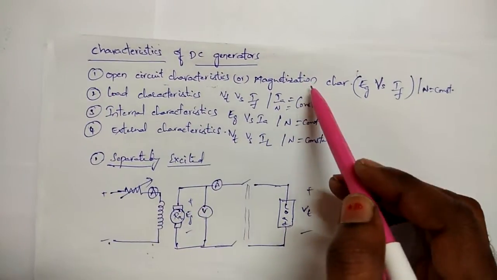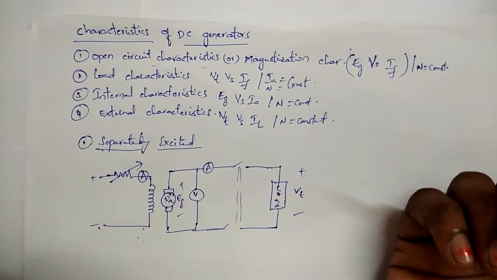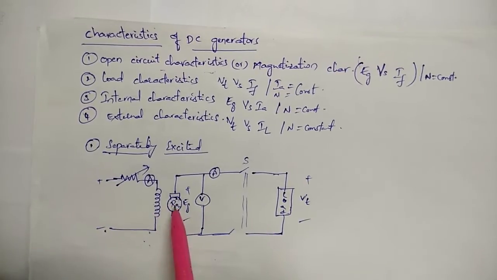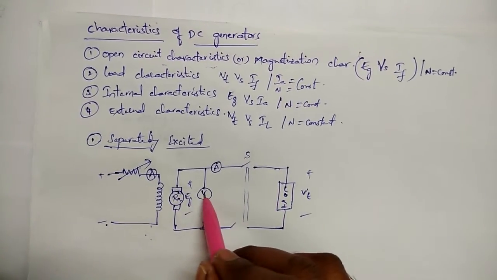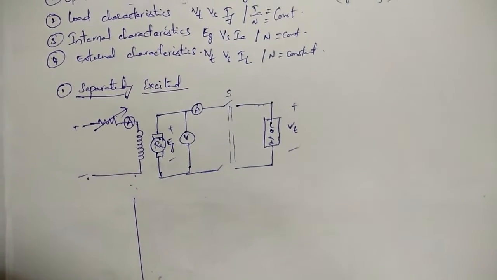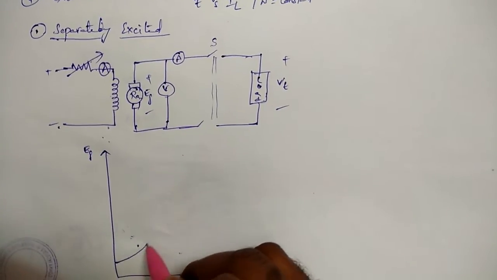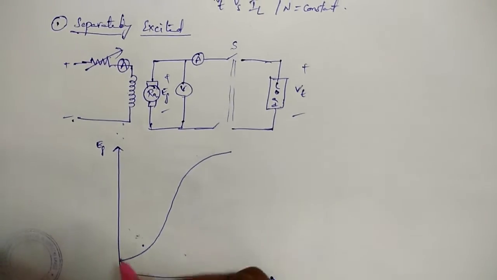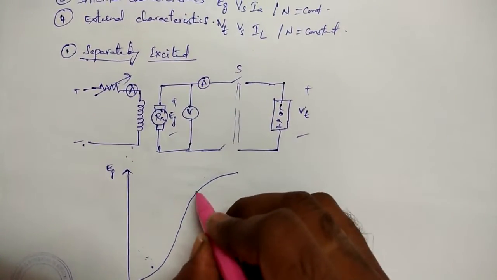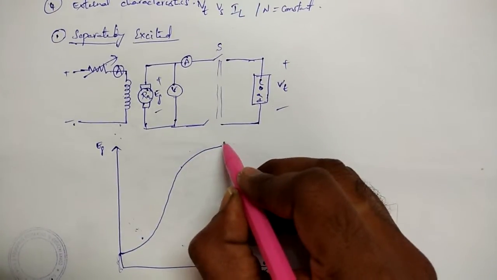First, open circuit characteristics or magnetization characteristics. We have already seen these characteristics in the last video, that is the OCC of a generator. Open circuit means you have to open this switch and vary the field rheostat, so the flux will be varied, and take the readings of the voltage and this ammeter at constant speed, obviously. This is EG and this is IF, and the characteristics will be like this. This is due to residual magnetism. This is the residual voltage, and it is linear up to some point, that is the knee point. After this it will bend due to saturation. So this is the OCC curve.